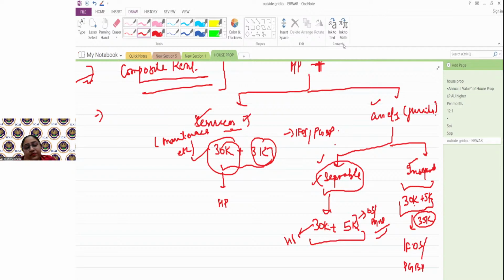If the interest is for repairs, or the loan was taken before 1st April 1999, or the construction was not completed within 5 years from the end of the financial year in which the loan was taken, then the interest allowed is 30,000. Maximum 2 SOPs' deduction is allowed, meaning the value of a maximum of 2 SOPs you can take as nil.